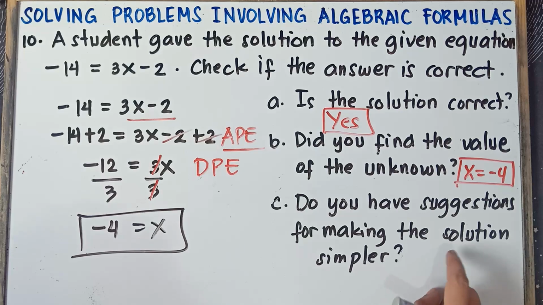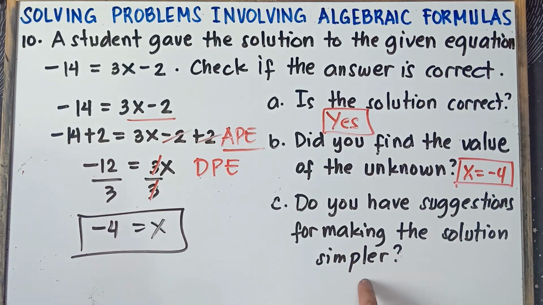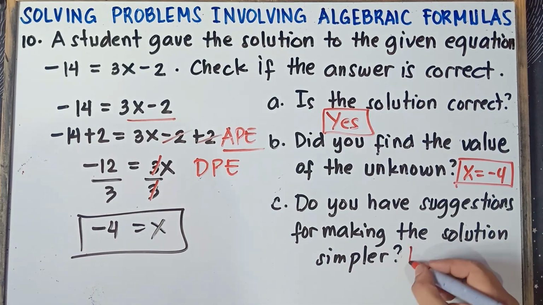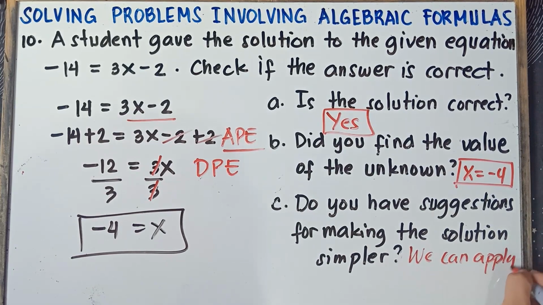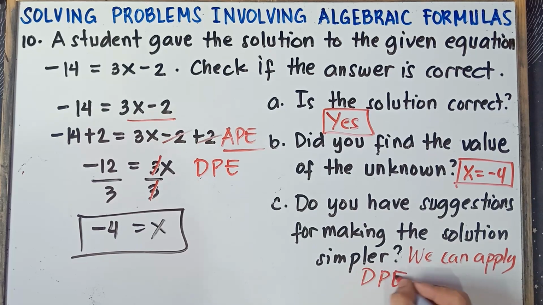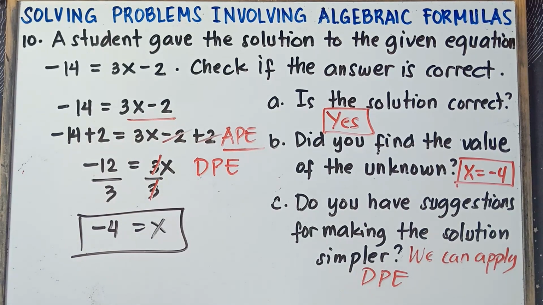So do you have any suggestions for making the solution simpler? Yep. We can apply division property of equality. We can apply DPE. This will be division property of equality. That's it, class. All set with regards to example number 10. So we can check our answer, class, just in case the teacher will ask you to check your answer.